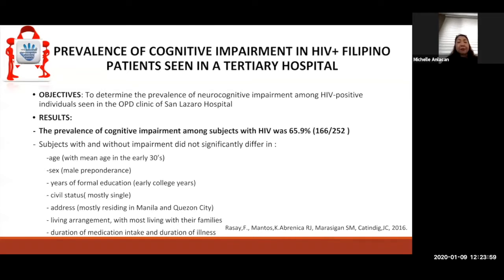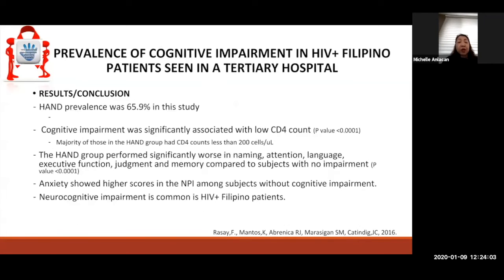Next, please. So what was actually important for them was their CD4 count. Cognitive impairment was significantly associated with a low CD4 count. And they also had higher anxiety scores using the neuropsych inventory in patients who were tested but without cognitive impairment. So their conclusion is that neurocognitive impairment is very common in the HIV positive Filipino patient. Next, please.